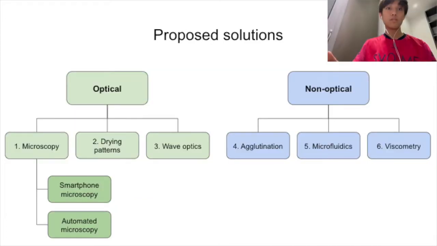Our proposed options for frugal detection of sickle cell disease can be broadly divided into optical and non-optical techniques. Optical techniques involve imaging blood microscopically, such as observing the cells, or macroscopically, so observing dry patterns, and other techniques related to optical scattering. Some non-optical techniques can be related to agglutination, capillarity, or viscosity of blood.